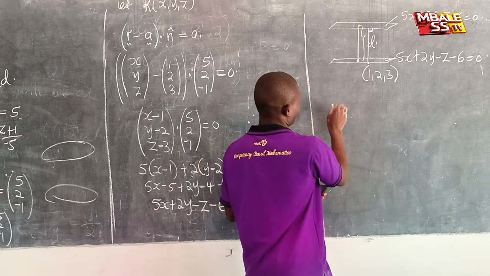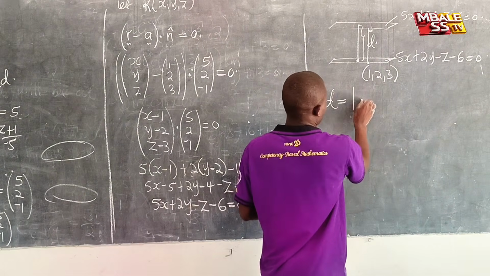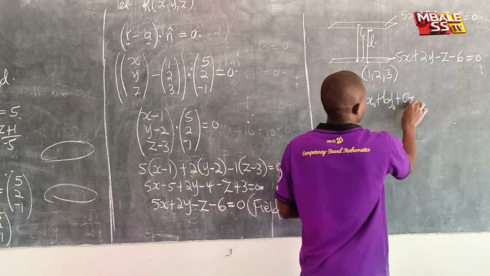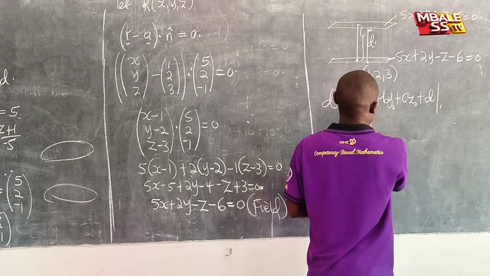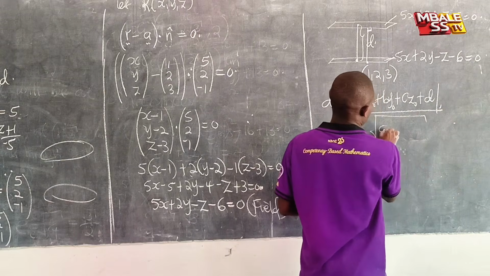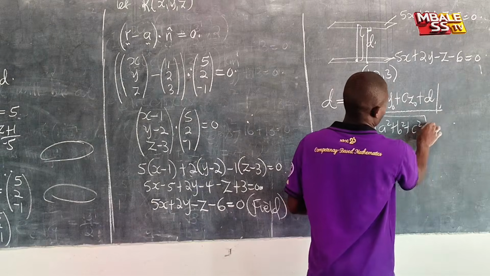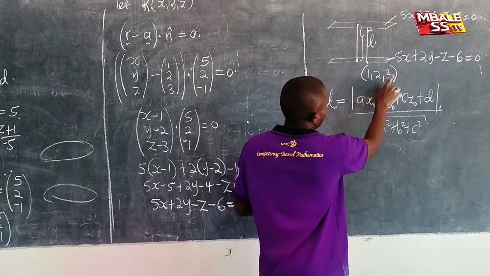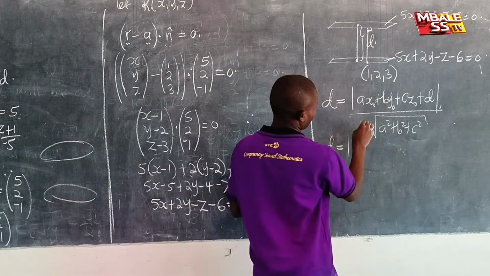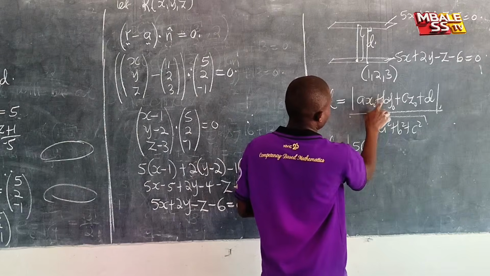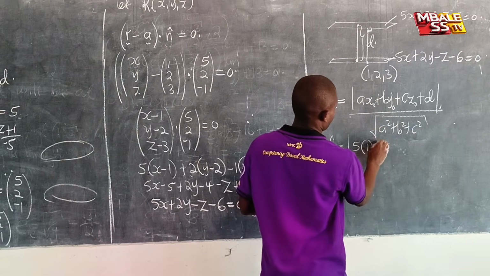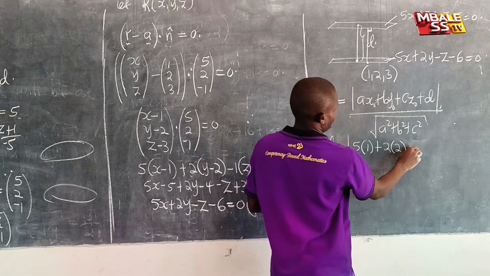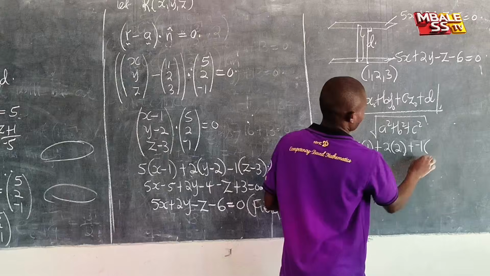That's called the perpendicular distance, which is given by d equals the magnitude of a x0 plus b y0 plus c z0 plus d, divided by the square root of a squared plus b squared plus c squared. So we call the formula, then we substitute. The distance will be, with a, b, c the coefficients or the norm, 5 times x0 which is 1, plus b which is 2 times 2, then plus c which is negative 1.